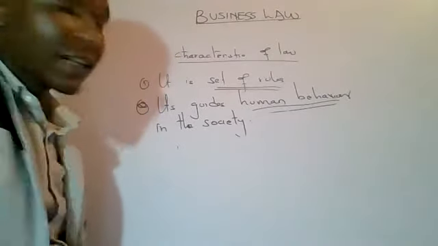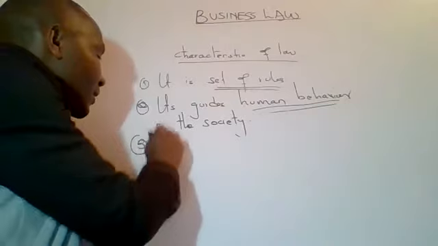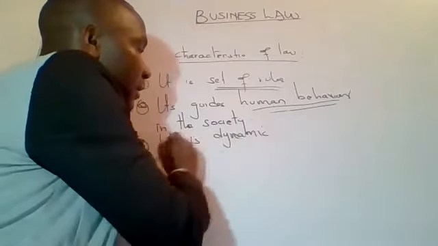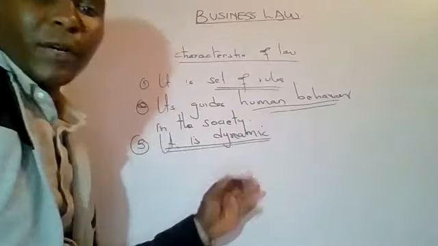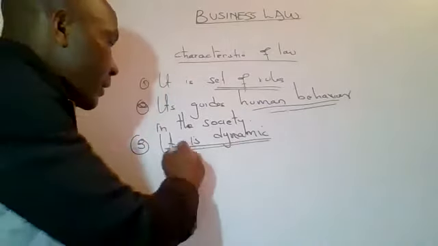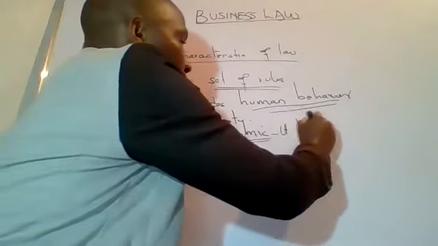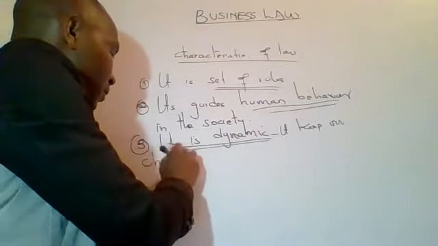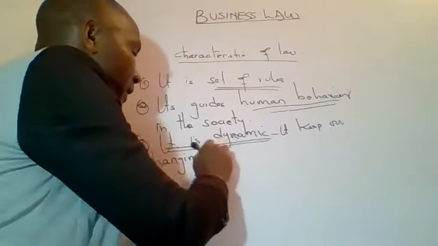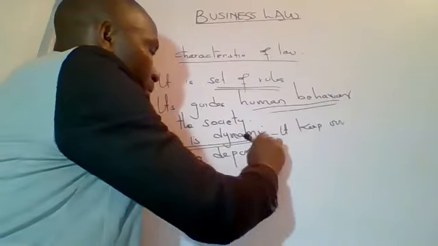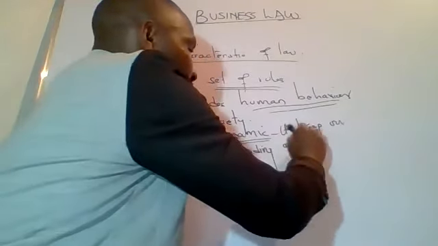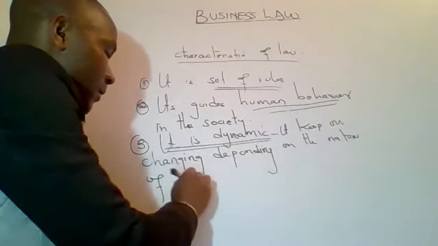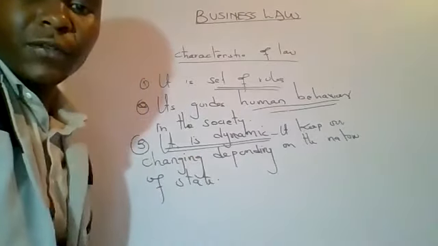And then the next characteristic of law is what? Is dynamic. So the law keeps on changing depending on what? It keeps on changing depending on the nature of the state.